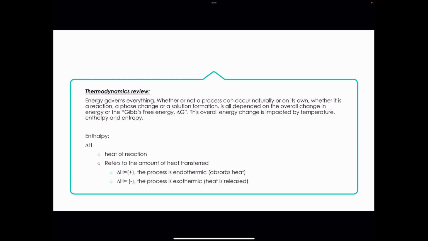Now recall that enthalpy we represent with a delta H. It's the heat of our reaction. It's the heat that's getting transferred. If delta H is positive, that indicates that we've got a process that is endothermic and we are absorbing heat. If delta H is negative, our process is exothermic and we are releasing heat.